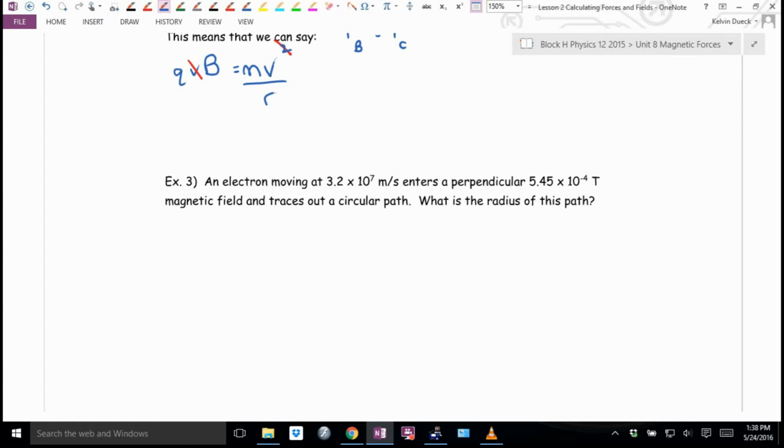Oh yeah. Magnetic force is what's pushing me in a circle. And this answers your direction question. Magnetic force is equal to QVB. Circular force is going to be mv squared over R.